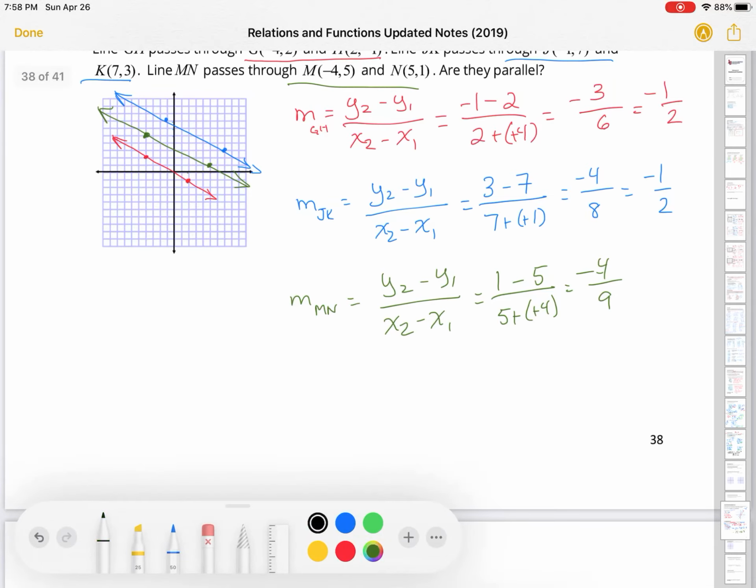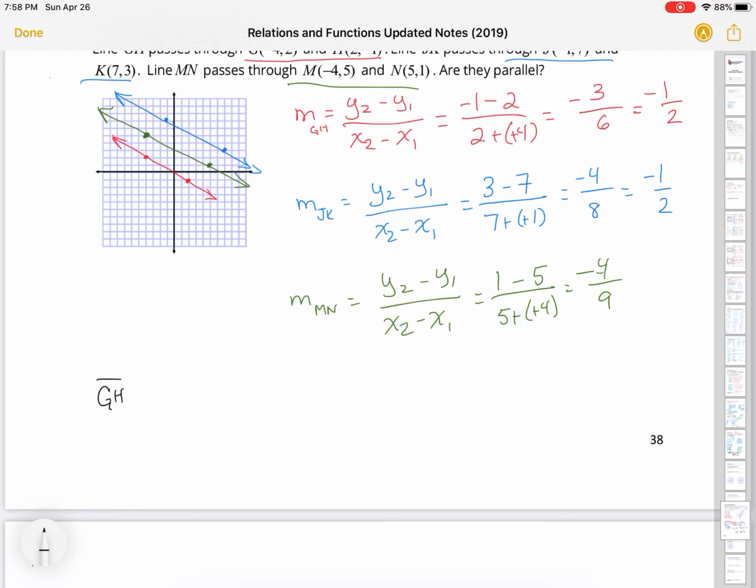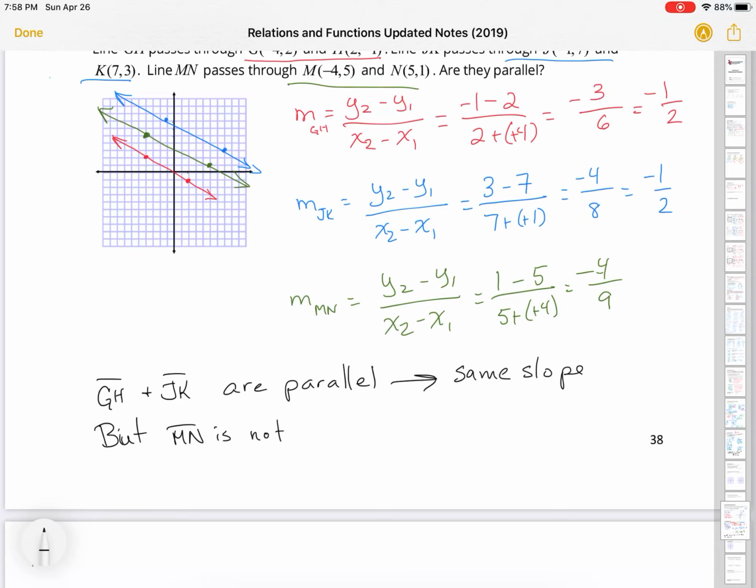So what this tells me is that GH and JK, those lines are parallel, but MN is not, because these have the same slope. This has a different slope. Parallel lines must have the same slope. Okay?